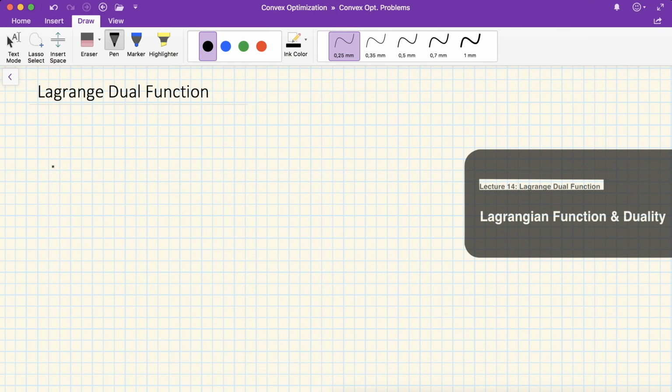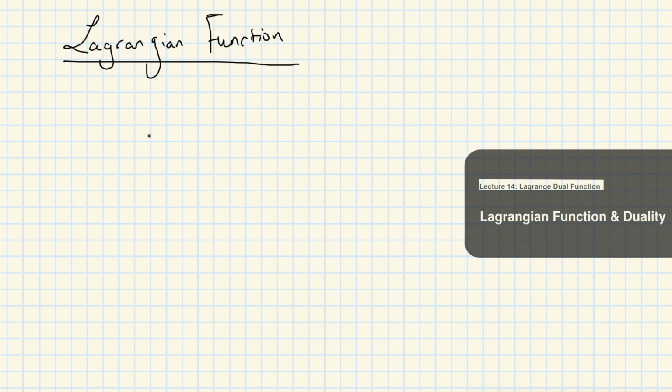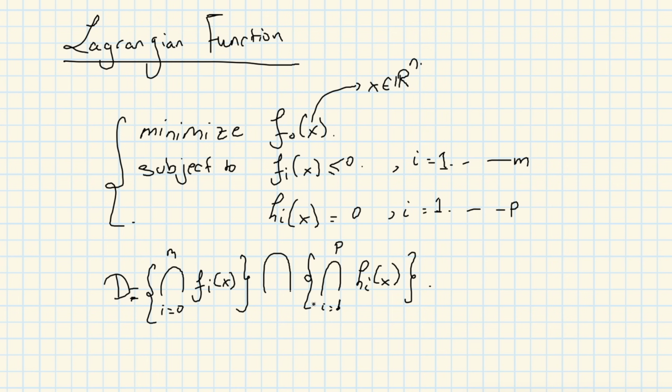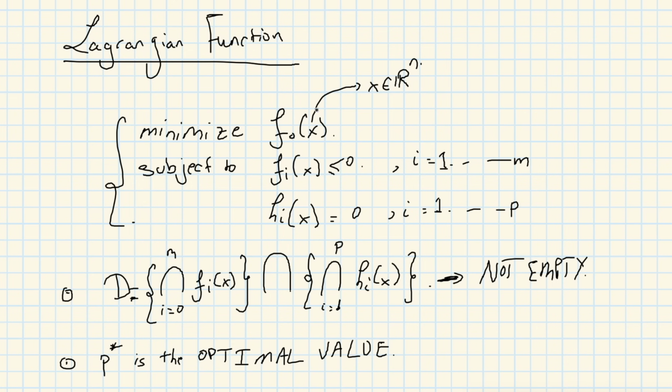So the first topic we're going to talk about is the Lagrangian function. Given an optimization problem in standard form, our vector x is in R^n, with m inequality constraints and p equality constraints. The cost is f0 of x. The domain of this problem is the intersection of all domains of the functions f0, fi, and hi, which we assume is not empty. Throughout this course, we will denote p star to be the optimal value. So it's f0 of x star, where x star is the optimal solution of the problem.